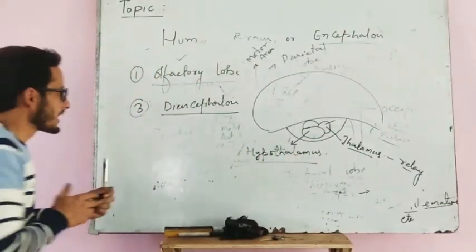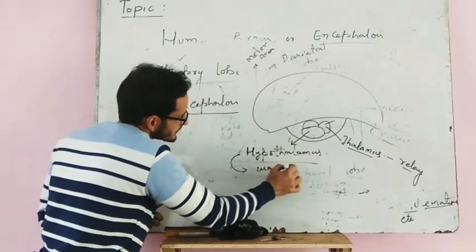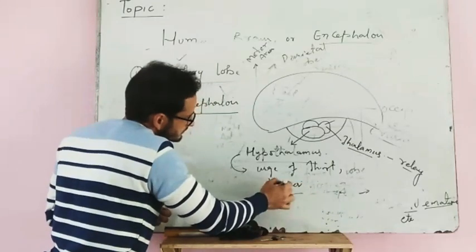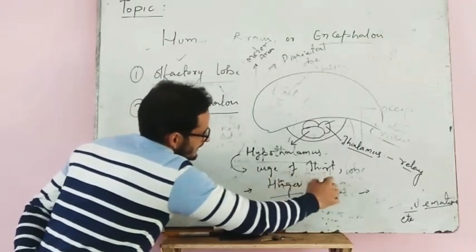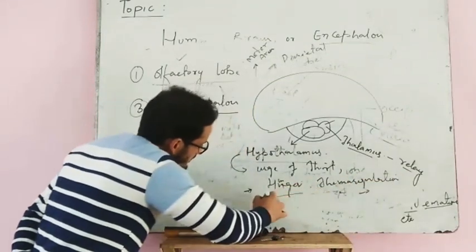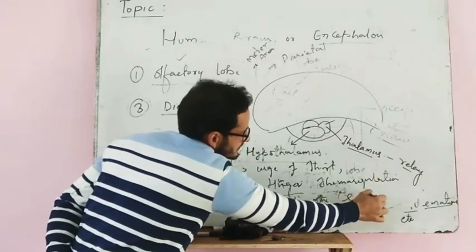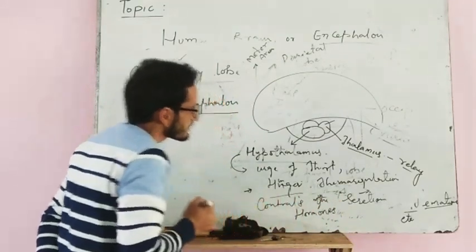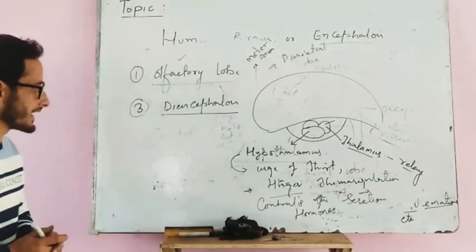The function of the hypothalamus is to control the urge of thirst and hunger. And one more important function is thermoregulation, and it controls the secretion of hormones by having some neurosecretory cells which secrete hormones to the pituitary gland.